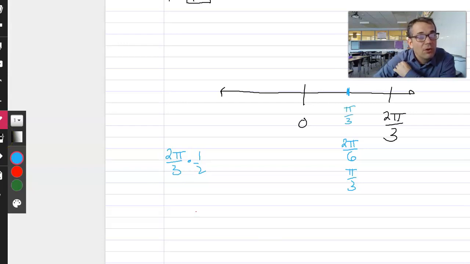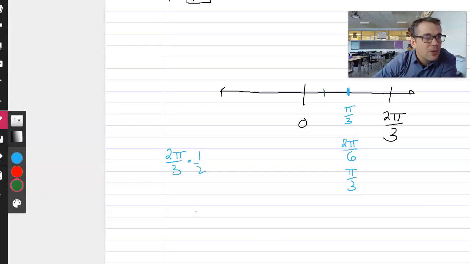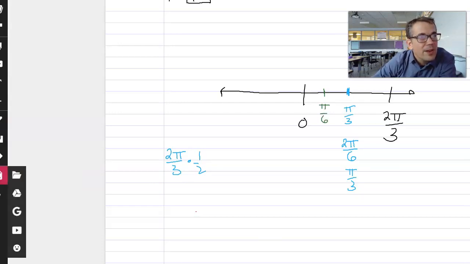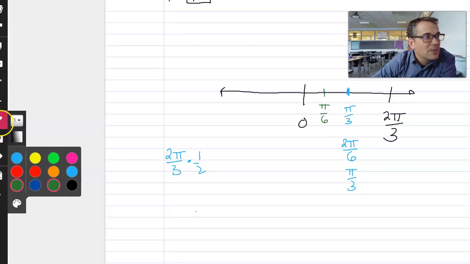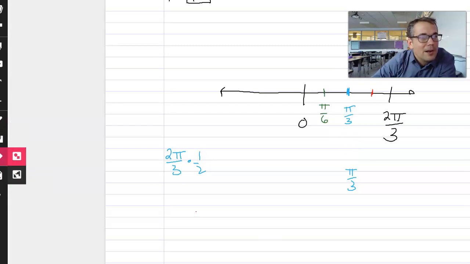Maybe you're like, duh, I had that 20 minutes ago. Okay, fine, hot shot. What about this halfway point, going from 0 to pi over 3? Half of that is half of pi over 3. I can just, again, double that denominator and get pi over 6. No problem. But this red one here, that I'm about to mark in red, is kind of what becomes the sticky wicket. We've got a problem there.